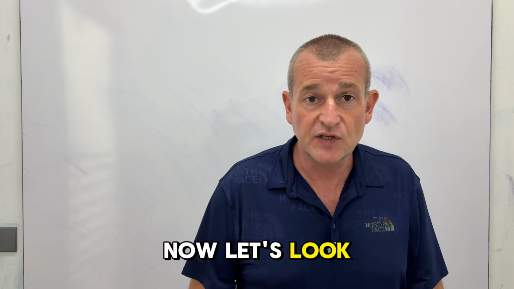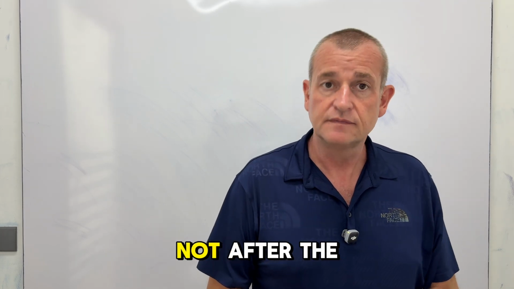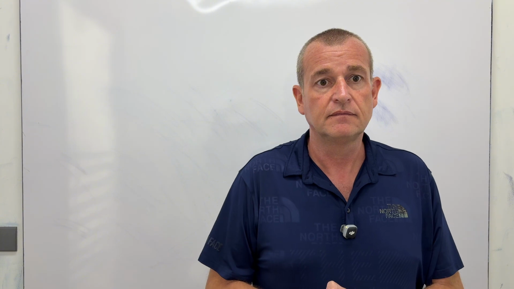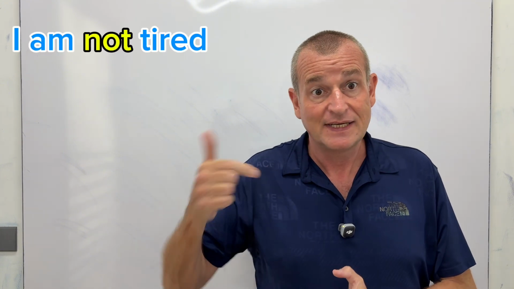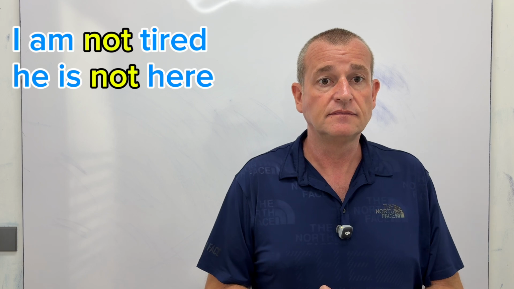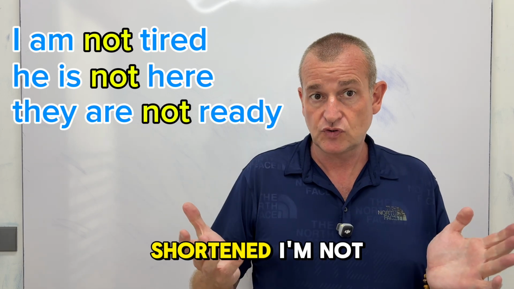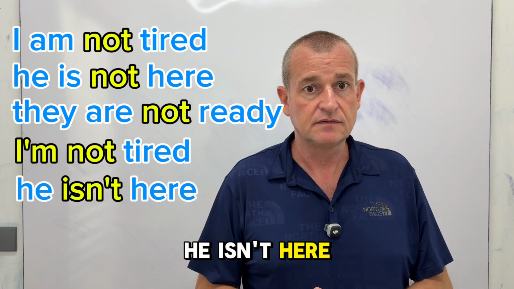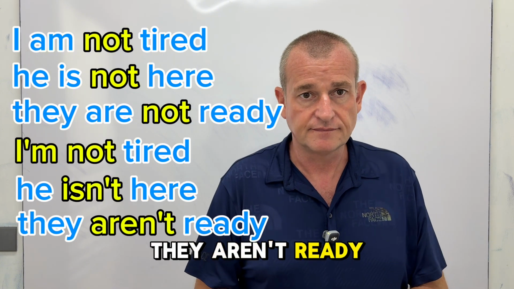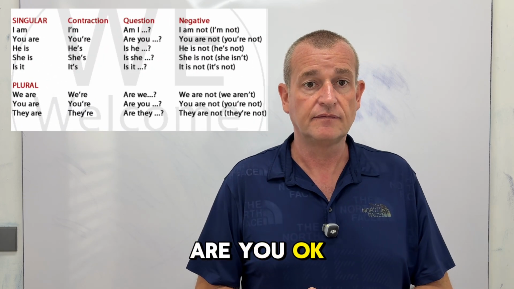Now, let's look at negatives. We form the negative by putting not after the verb to be. I am not tired. He is not here. They are not ready. Shortened: I'm not tired. He isn't here. They aren't ready.